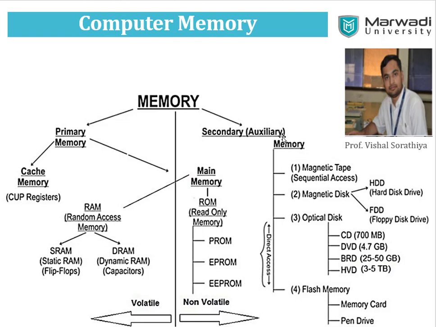Secondary memory, which we can attach externally, includes magnetic tape, magnetic disk, HDD drive, optical disk like CD, DVD, HVD, Blu-ray disc, and flash memory like the memory card and pen drive. So that is how we have all the secondary auxiliary memory.